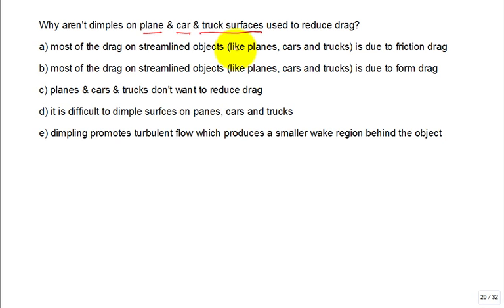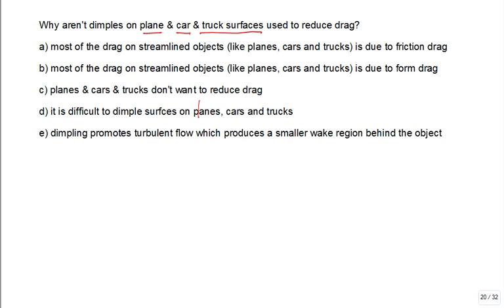Well, here's the first clicker question of the day. You answer it. Most of the drag on streamlined objects like cars, planes, and trucks is due to friction drag. Most of the drag on streamlined objects like cars, planes, and trucks is due to form drag. Planes and trucks and cars don't want to reduce drag. It is difficult to dimple surfaces on planes, cars and trucks. And dimpling promotes turbulent flow, which produces a smaller wake region behind the object. Well, here goes. You try and figure the best answer for that.